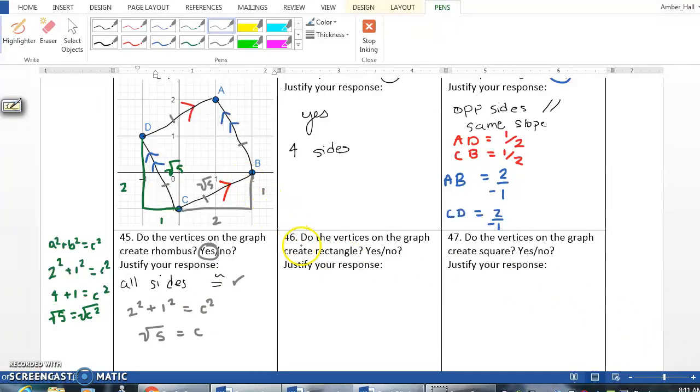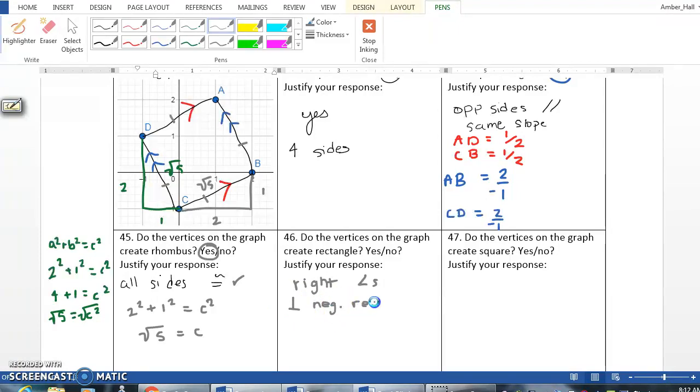Do the vertices on the graph create a rectangle? Well, in order for it to be a rectangle, it has to be a parallelogram first of all, which we already proved, and have all right angles. We've already found the slopes. For right angles to be created, lines must be perpendicular, and we know that lines are perpendicular when they have negative reciprocal slopes.